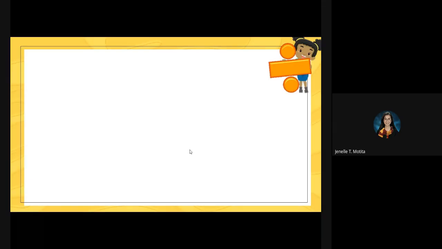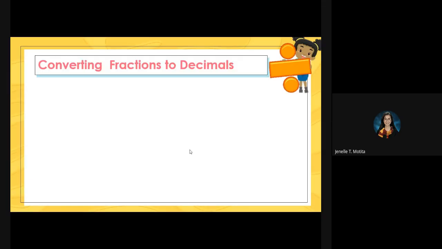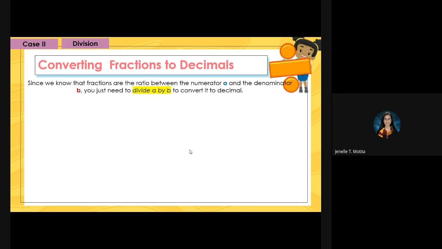Okay, now let's have your second case. We are still converting fractions to decimals. For case number 2, we will use division. So what are we going to do for this one? Since we know that fractions are the ratio between the numerator and the denominator, you just need to divide A by B to convert it to a decimal. That's why case number 2 is division.